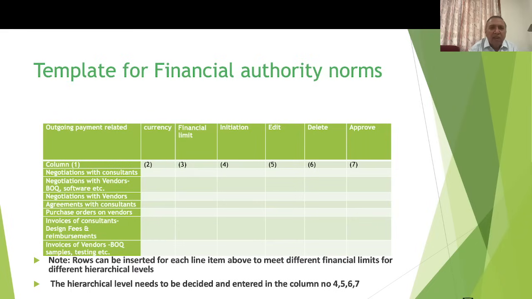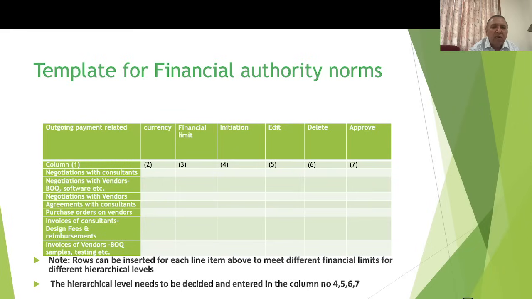Now, this is the suggested template for the financial authority norms. The first column is what kind of document we are talking about, and the second column is currency, whether it is Indian or foreign currency. Then financial limit for each type of document to be approved. Then who will initiate, who will edit, who will delete, and who will approve in columns number 4, 5, 6, 7 respectively. For example, the first row is negotiation with the consultants.